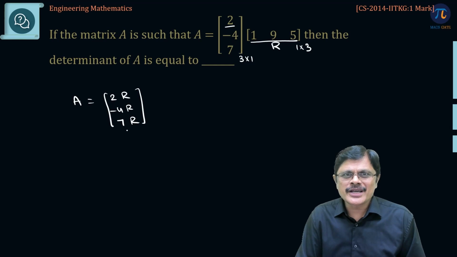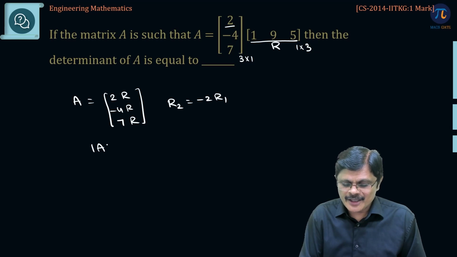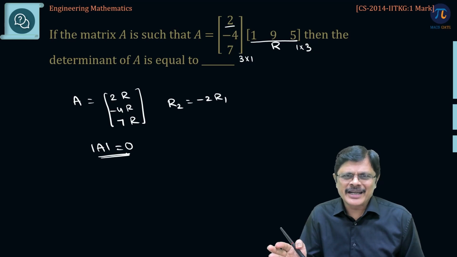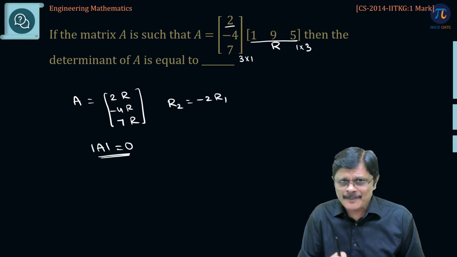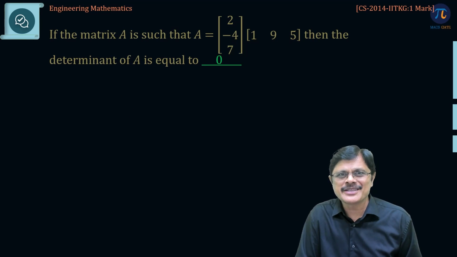But all these rows are proportional, because you can see that this is row 2 now. Row 2 is equal to minus 2 times row 1. Because rows are dependent or proportional, the determinant of this matrix will obviously be zero. So without writing the complete expansion, you can solve the problem directly by observation. So the answer for this problem is 0.